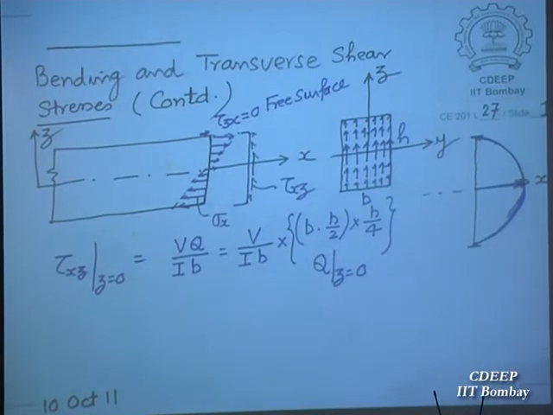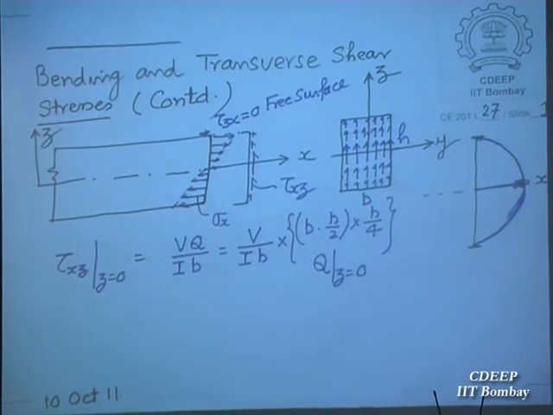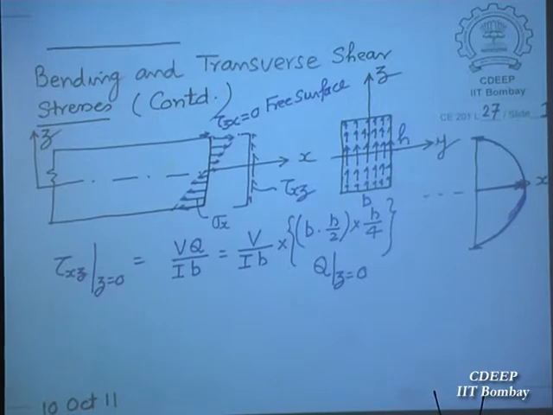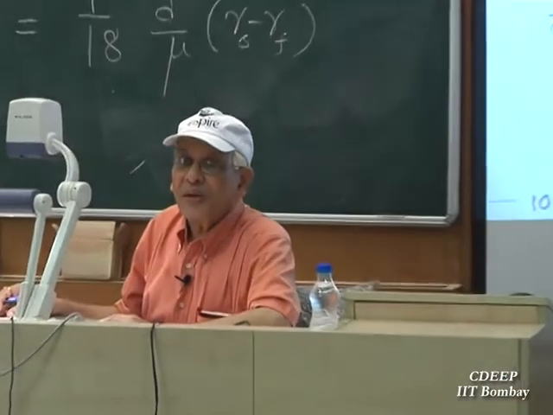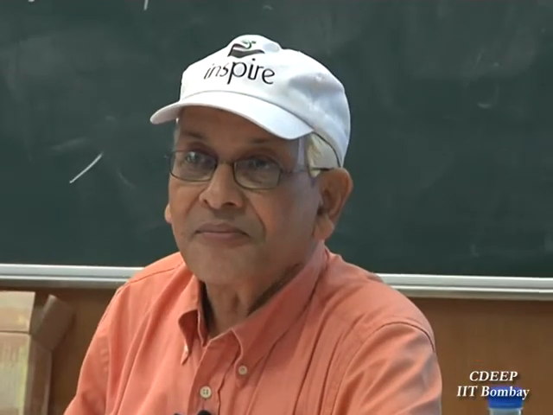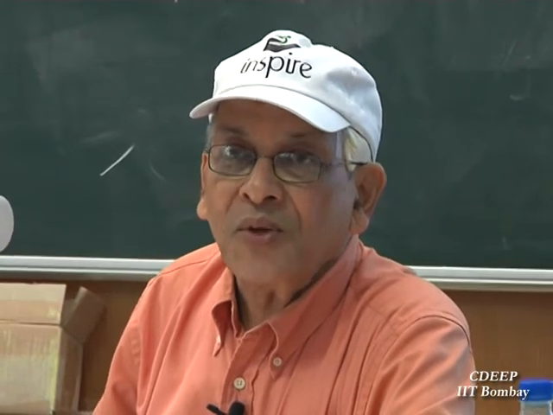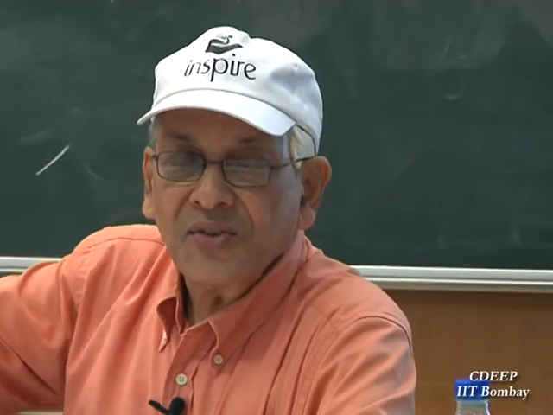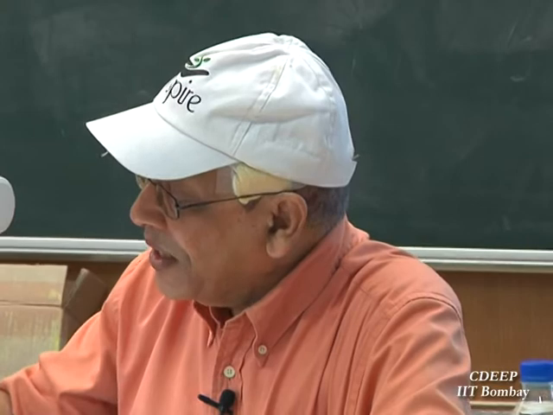Has anybody got a doubt? See, if you don't understand these things, there is no point in going forward. Q is the first moment of the area above that line. We have taken Z earlier. Z is varying from 0 to H by 2. So first moment of the area above the Z line, horizontal line. So supposing I want to find out what is this magnitude.